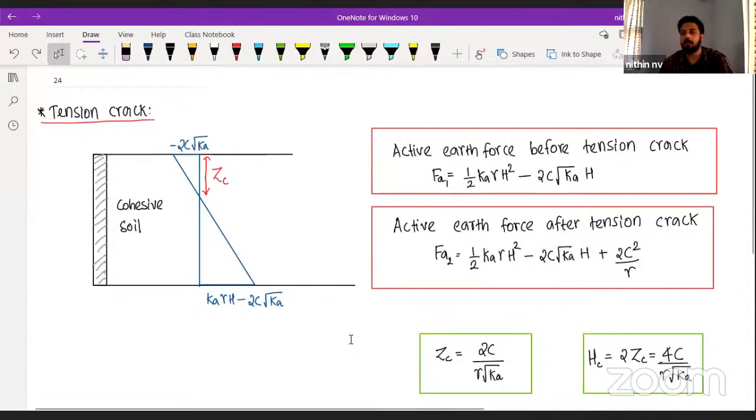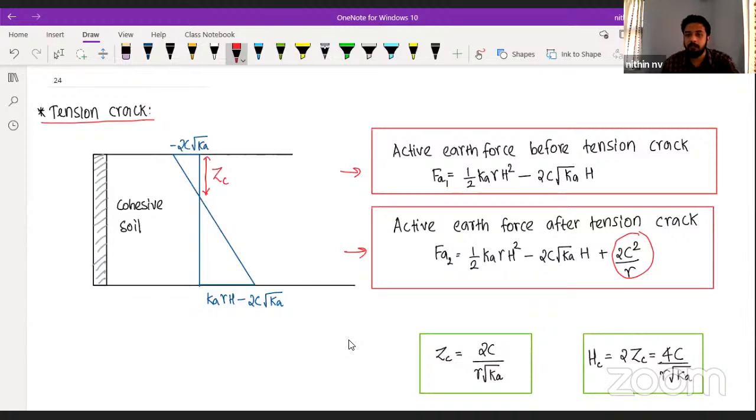See, whenever they are asking what is the active earth force before tension crack for that particular soil, we can directly go for this equation. Active earth force before tension crack, active earth force after tension crack. Many times in competitive exams, and also recently in the GATE exam, they asked what is the change in effective stress, or the change in active earth force before and after tension crack. We don't have to calculate everything. You just calculate this term if they are asking what is the change in active earth force before and after tension crack. Okay, properly noted.